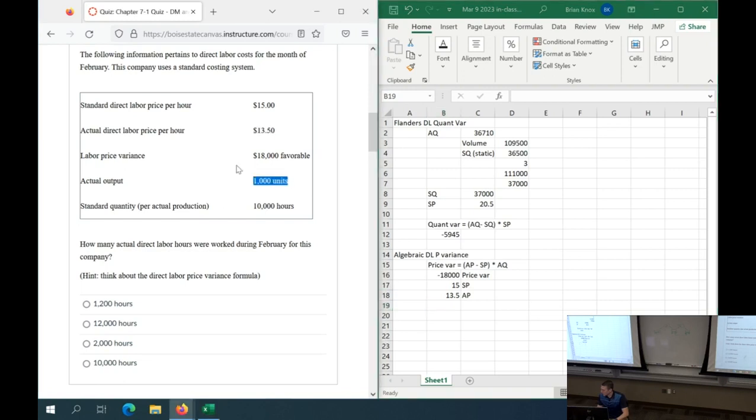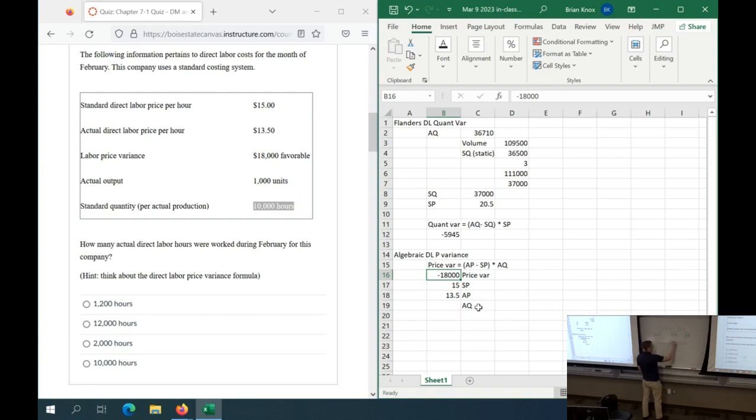We know actual output of units. We know standard quantity per actual production. So this is our standard quantity. This is our volume, is the idea. We don't have actual quantity though. We can solve for actual quantity by simply using this equation here. So I'll put up on the board what I'm doing in this Excel. I know I have negative 18,000 equals 13.5 minus 15, times AQ. And I can solve for AQ this way.